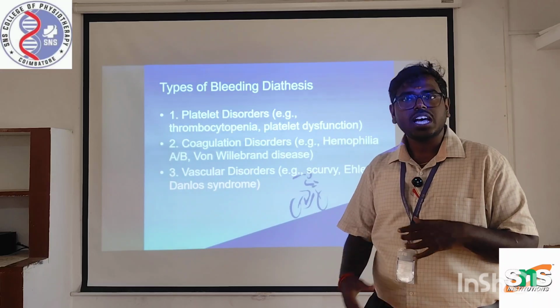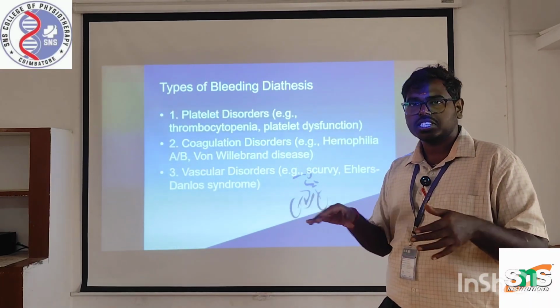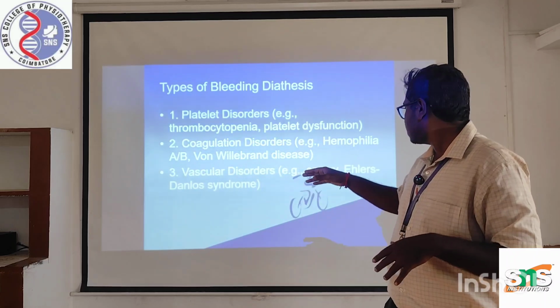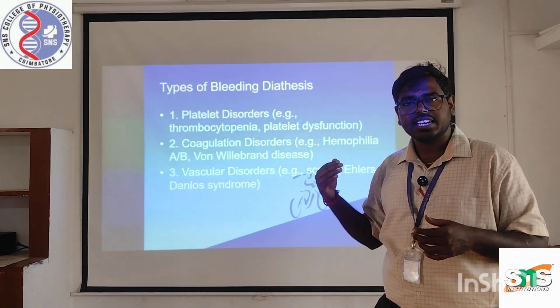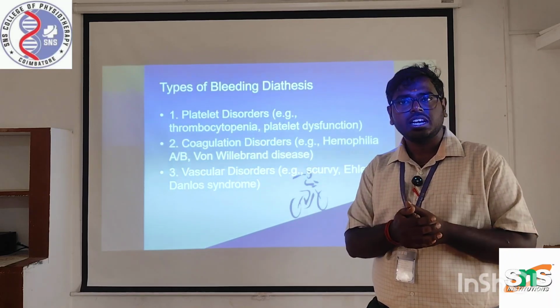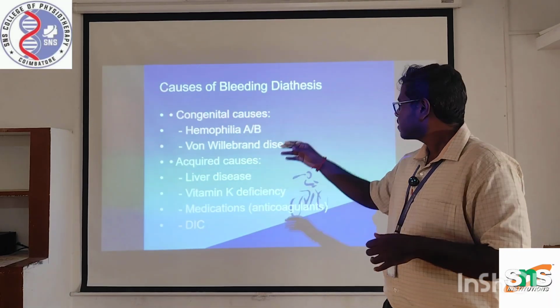The third one is vascular disorders. These generally comprise conditions such as scurvy and Ehlers-Danlos syndrome. These are the conditions that comprise the types involved in bleeding diathesis.